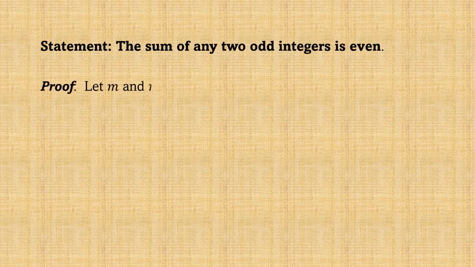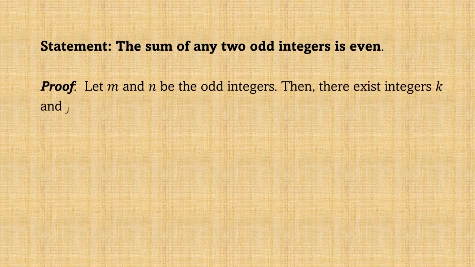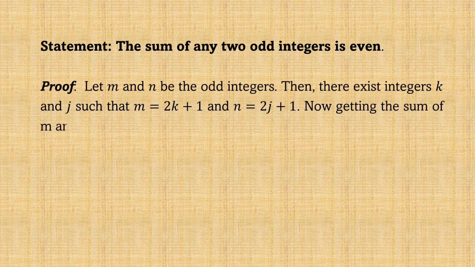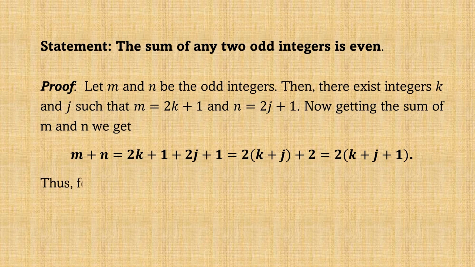The sum of any two odd integers is even. Proof: let m and n be odd integers. Then, there exist integers k and j such that m is equal to 2k plus 1 and n is equal to 2j plus 1. Now getting the sum of m and n, we get m plus n is equal to 2k plus 1 plus 2j plus 1.